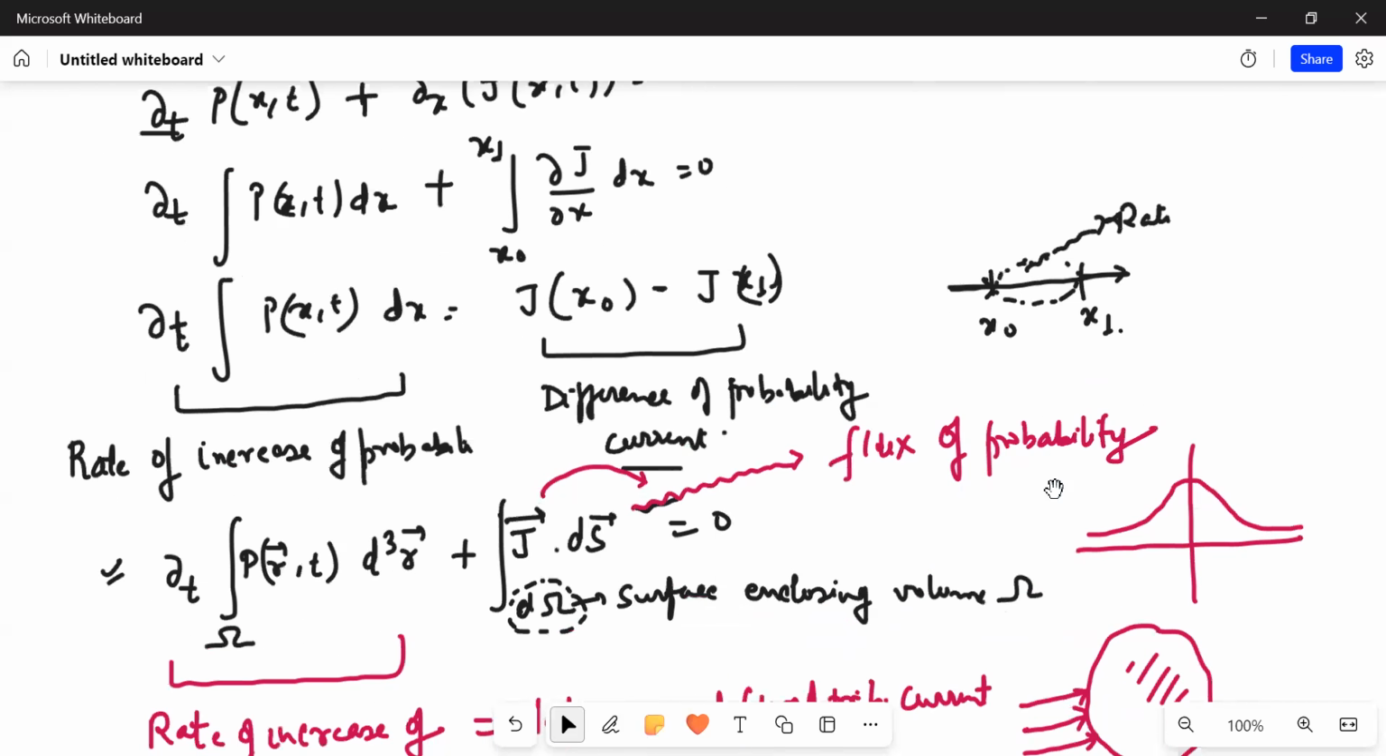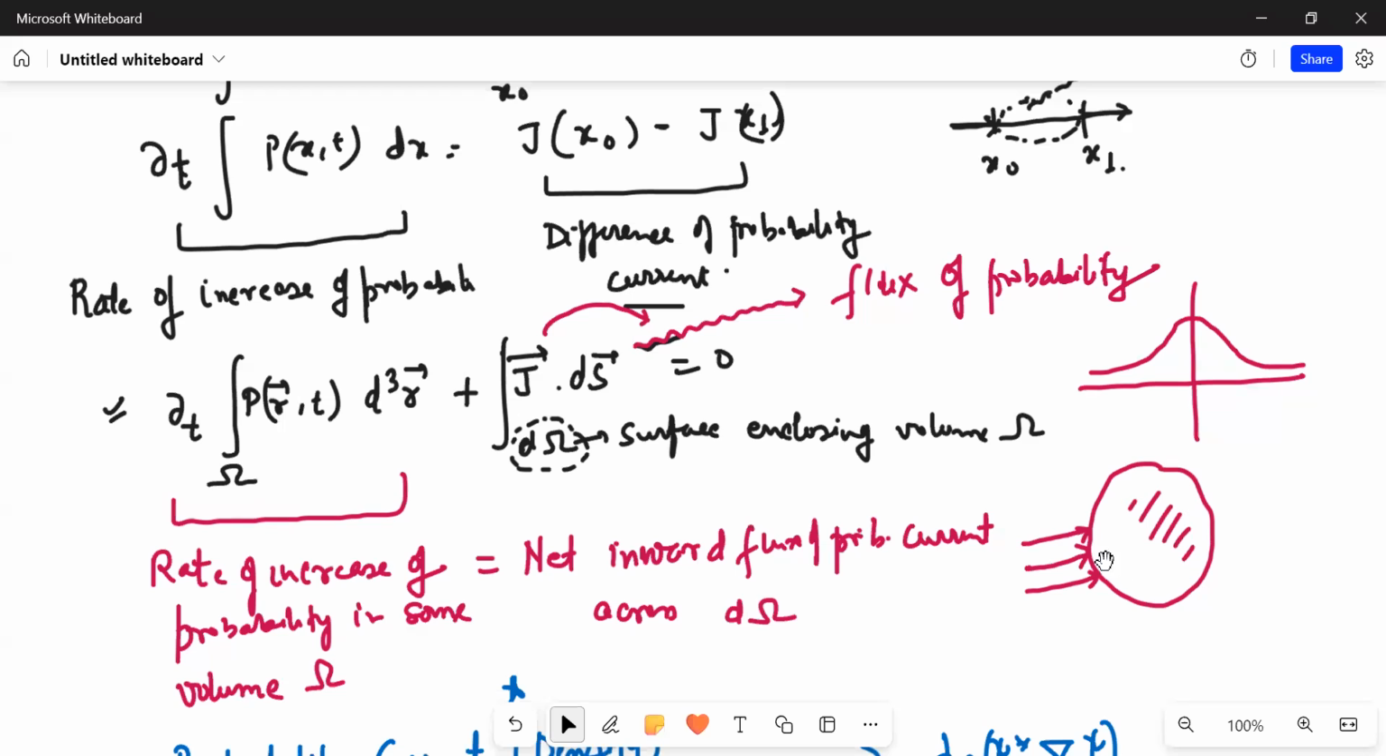Here the same thing: the probability current entering through some surface implies the flux of that probability current inward is negative. So basically, the rate of increase would imply a net flux of probability entering some volume. Obviously, it would also be leaving some volume.